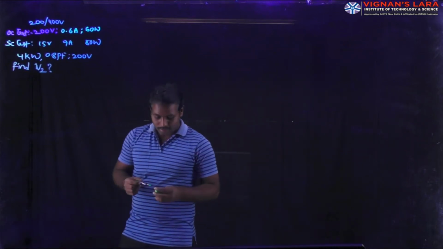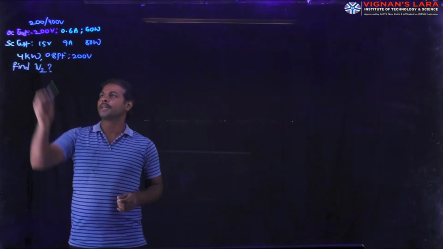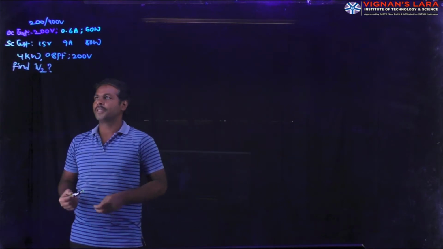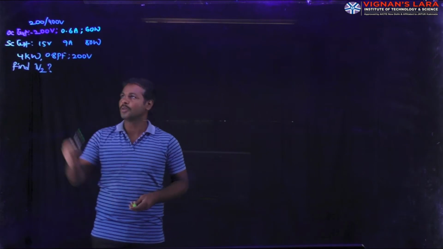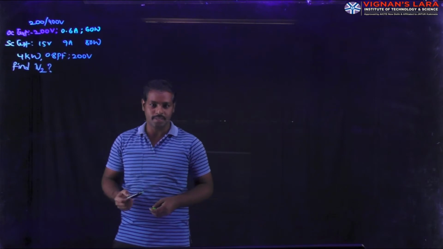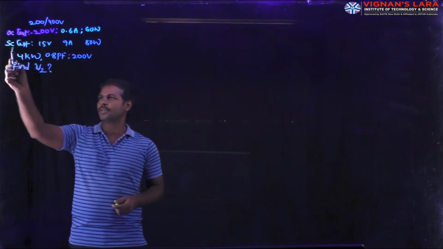So last class we discussed the open circuit test. In this test, we get three parameters: the no load voltage, no load current, and iron losses. The second one is the short circuit test.